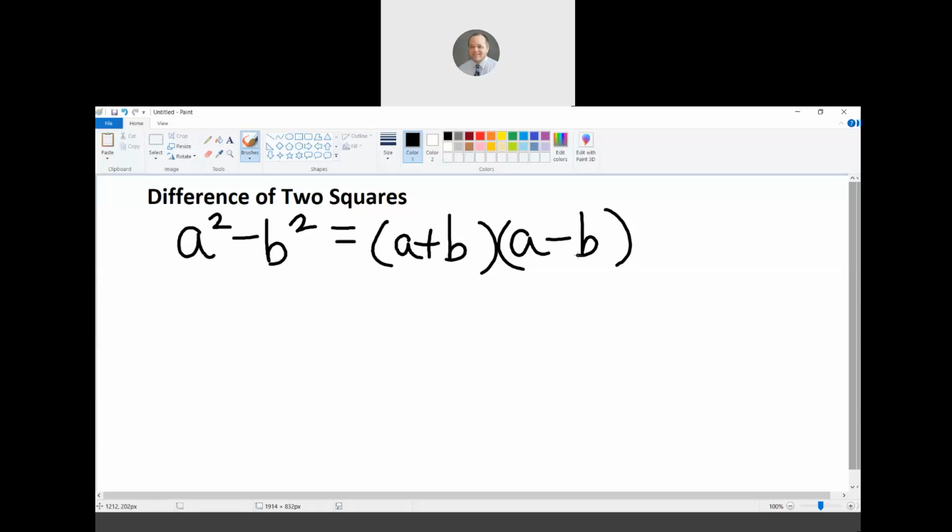Now, a and b have to be perfect square roots, like the perfect square trinomial. If you do not have a perfect square root, like say 17, then you cannot factor. Start with this first one.